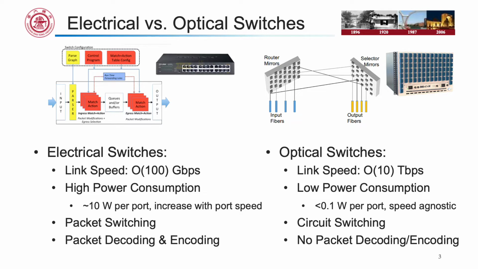In contrast, inside an OCS, there are just 2 layers of mirrors. By rotating these mirrors, we can direct the input light signal to any output port. When a packet enters an OCS, we do not need to perform optical-electrical signal conversion. We do not need to perform packet decoding or encoding. As a result, the packet latency is low.